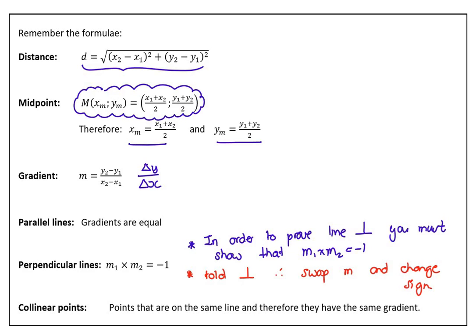Lastly, at the bottom there's collinear points. Don't forget that collinear points are points on the same line, and therefore they all have the same gradient between them. So that comes up every now and again.